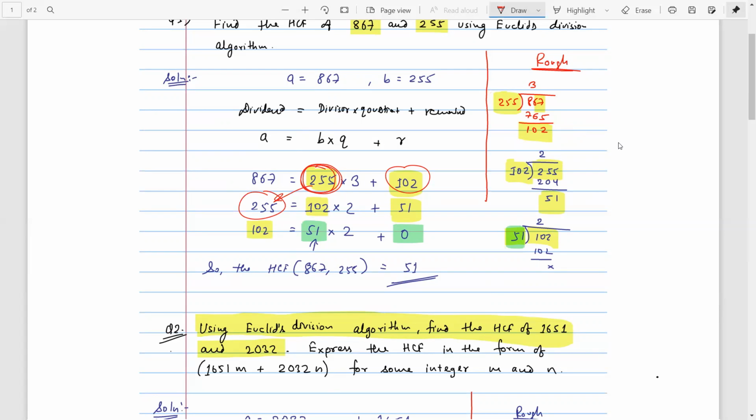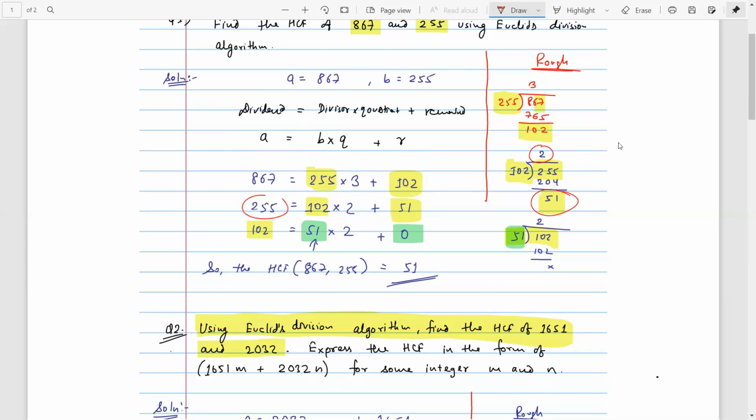So 255 and 102, do the division again, like here I have done. Once you do this division, I get a quotient of 2 and remainder 51. So as you can see, the remainder is still not 0. So we'll have to continue doing this one more time at least. But first of all, let's write this down in the form of Euclid's division lemma.